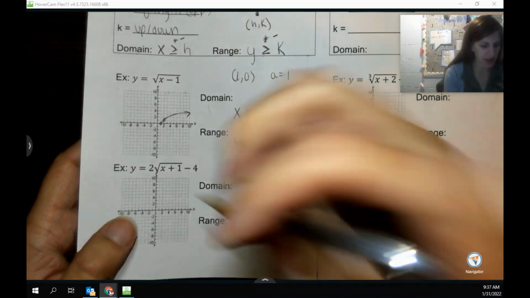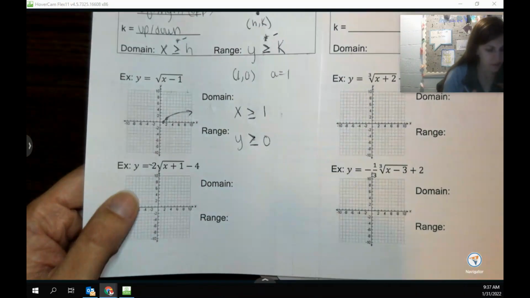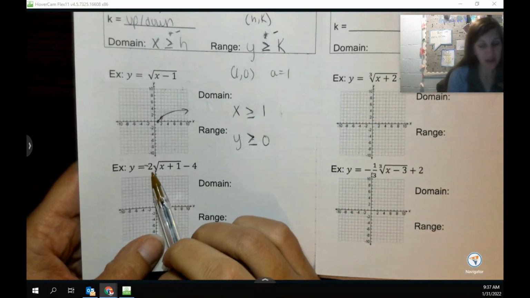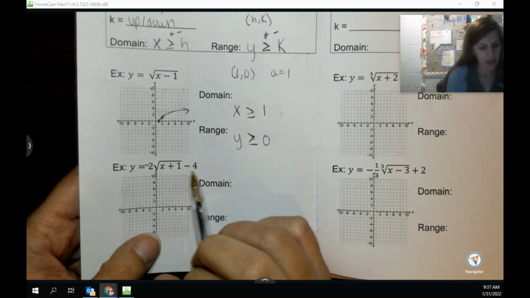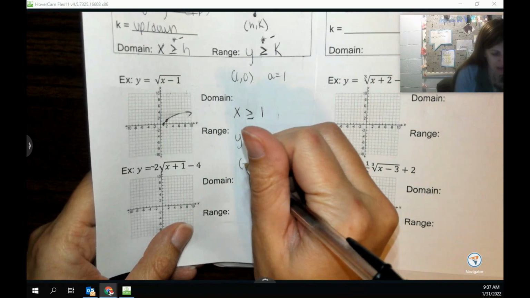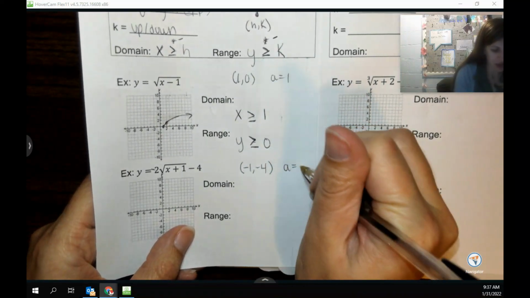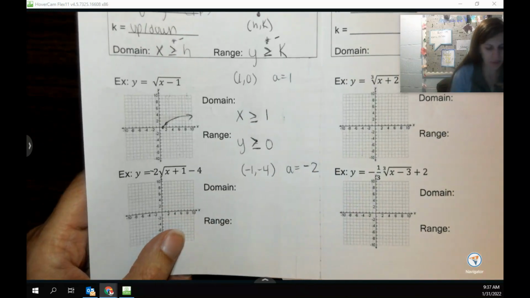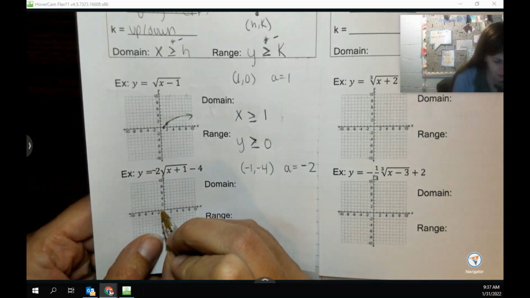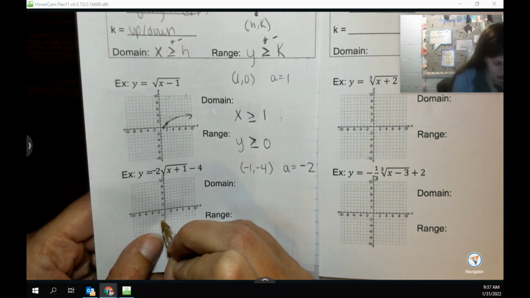Let's get a negative up in there. Let's make this a -2. Okay, so my slope is -2. My h and k is going to be -1, -4. So that's going to be my starting point. And then we're going to do our slope of -2. So we go -1, -4 to start right here.